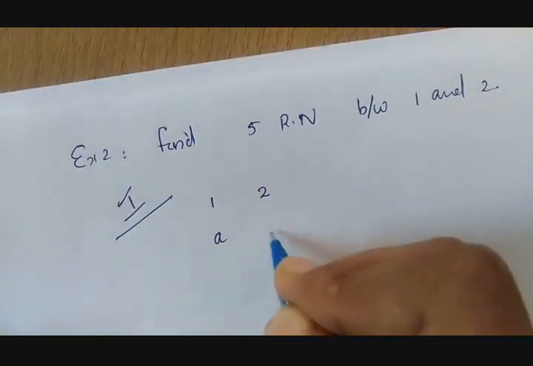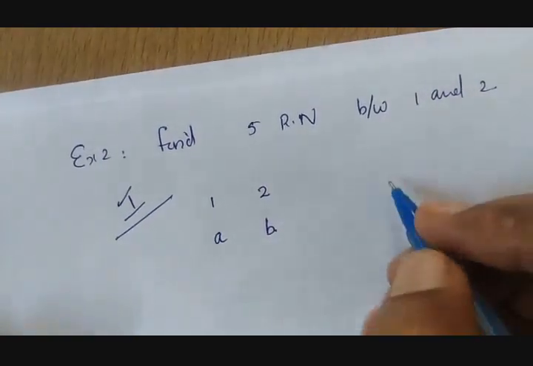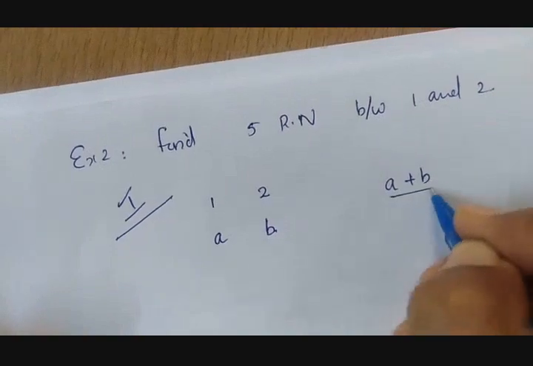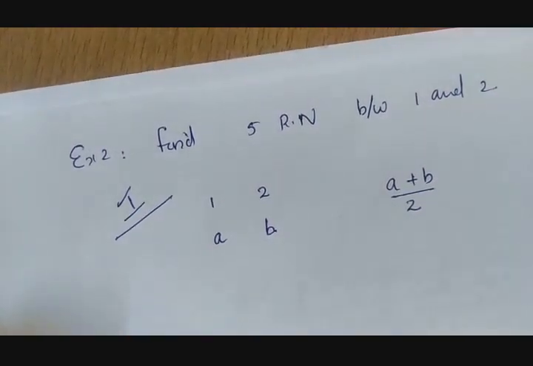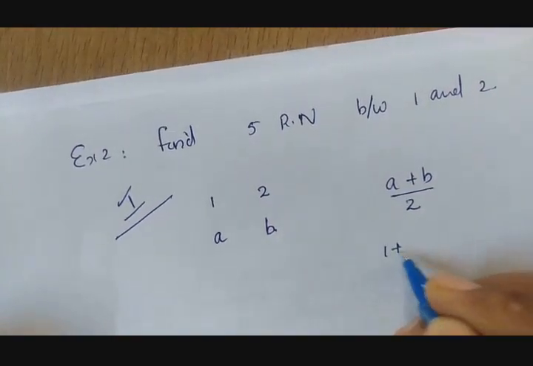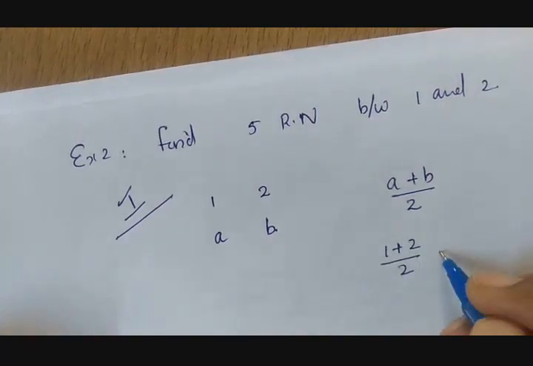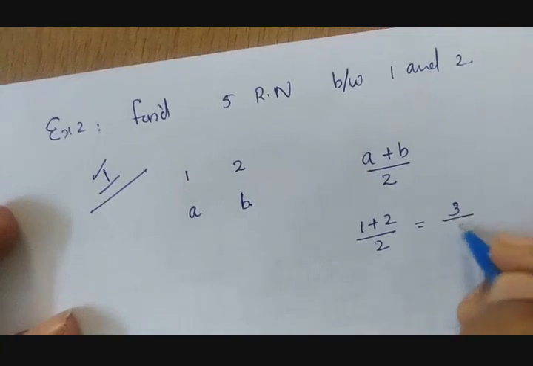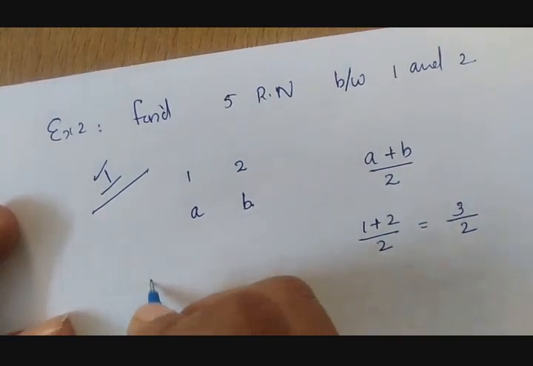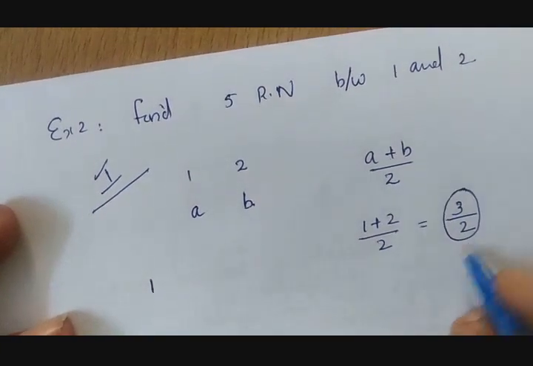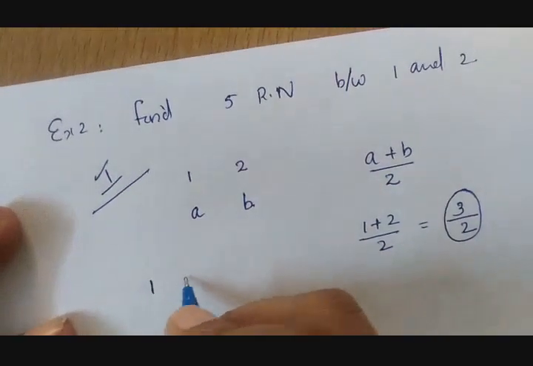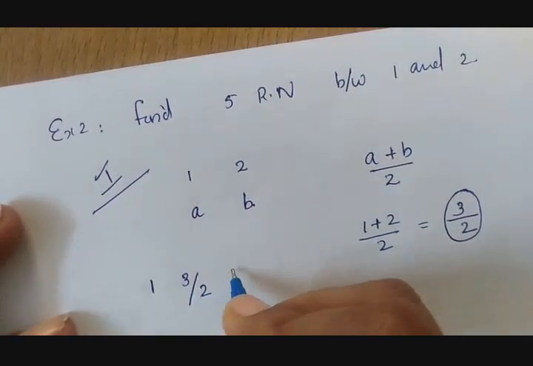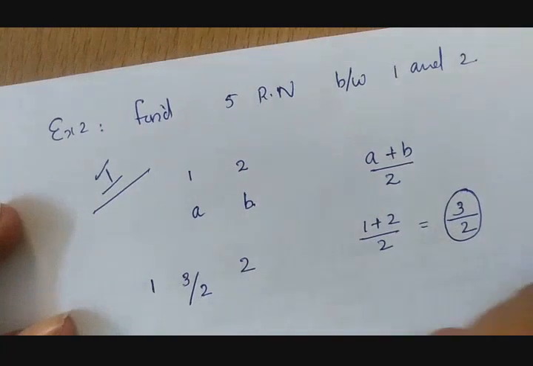Take them as A and B. We have to do A plus B, the whole divided by 2. That is 1 plus 2 divided by 2, the resulting value is 3 by 2. So 3 by 2 is a value that lies between 1 and 2. So we can write it as 1, 3 by 2, 2.